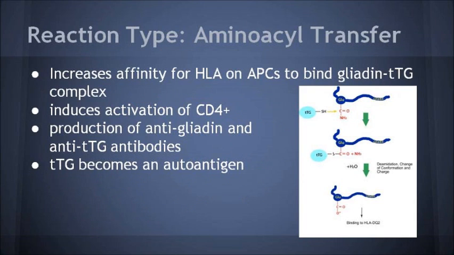Deamidation increases the affinity of the protein for HLA on antigen-presenting cells by forming the gliadin tissue transglutaminase complex. This induces activation of CD4+ T cells and causes the production of anti-gliadin and anti-tissue transglutaminase antibodies. Tissue transglutaminase becomes an autoantigen in a case of autoimmunity.